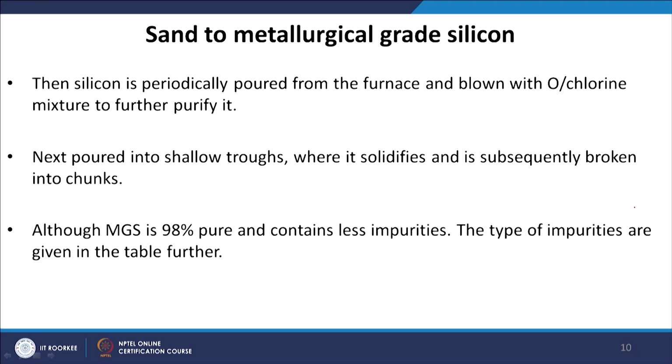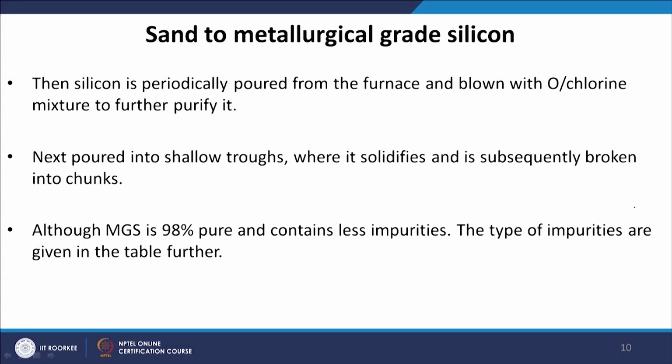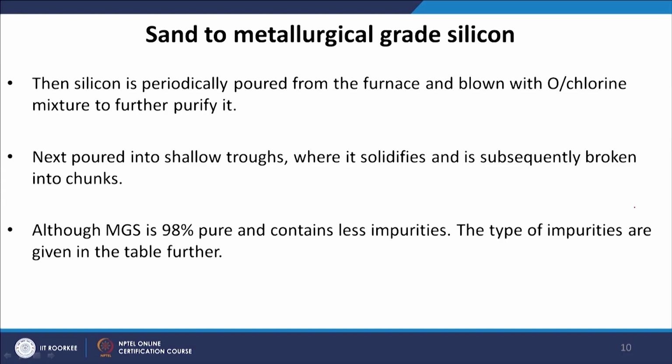Next, it is poured into shallow troughs where it solidifies and is subsequently broken into chunks. Because of the volume confinement, it gets solidified and then is broken into smaller chunks. Although metallurgical grade silicon is 98% pure and contains little impurity, these impurities are not good for making devices. So, if we really want to make a solar cell device, we have to further purify this to make a very pure grade silicon, 99.99% grade silicon. How can we achieve that? We will learn in the next stage.